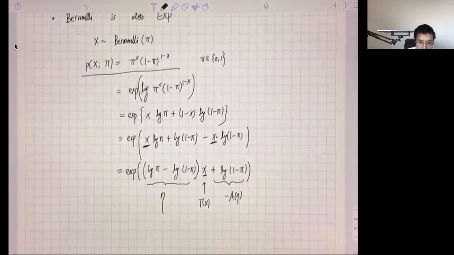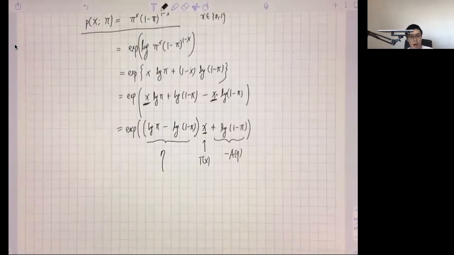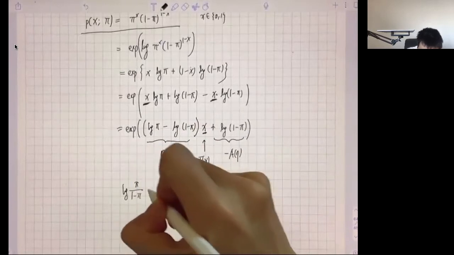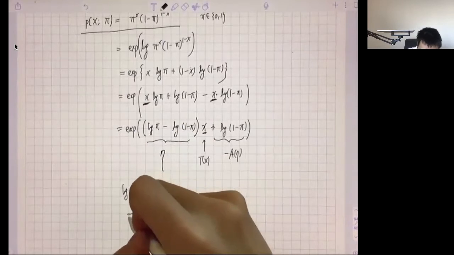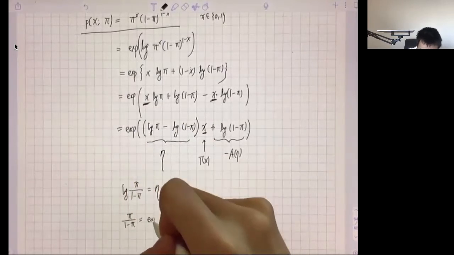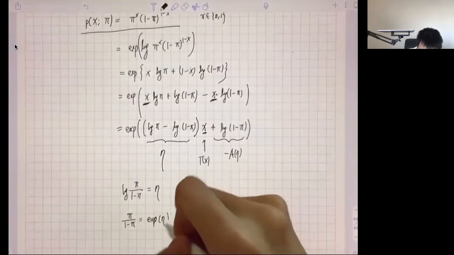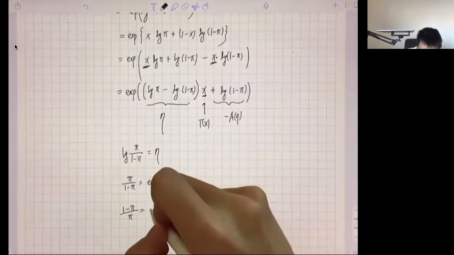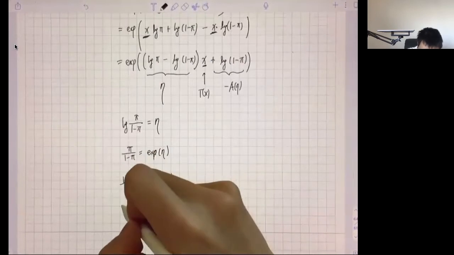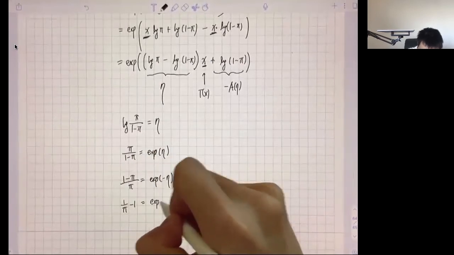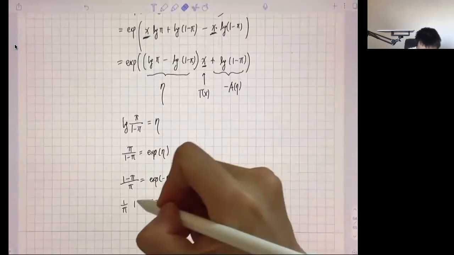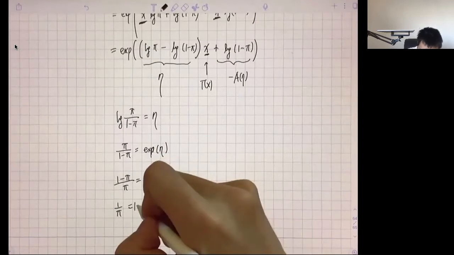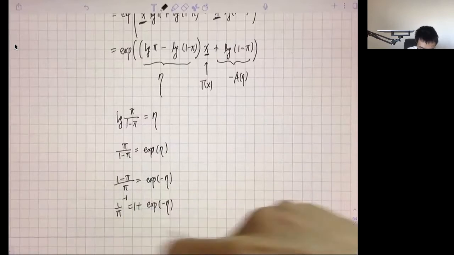Okay. And there's also some correspondence between the pi and my eta, right? So I say log of pi divided by 1 minus pi is actually eta. So pi divided by 1 minus pi is exponential of eta. Now I can say 1 minus pi divided by pi is exponential of minus eta. I can say 1 over pi minus 1 is exponential of minus eta. So I can move this minus term to the right-hand side of the equation, because it's originally minus 1, so when I move it to the right-hand side of the equation it's plus 1.